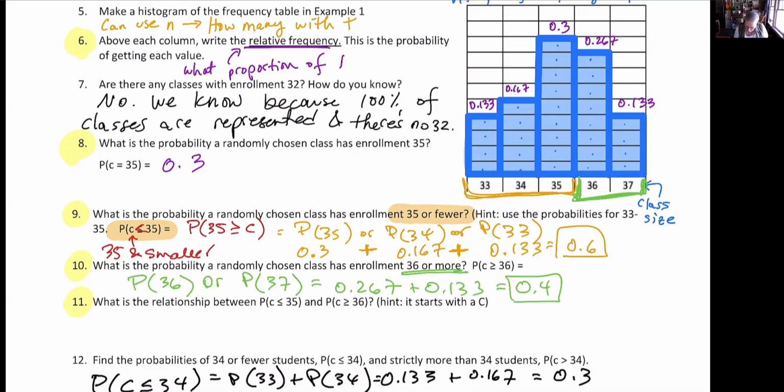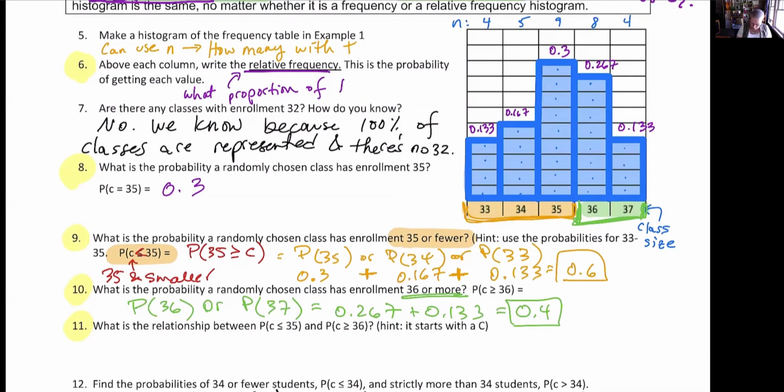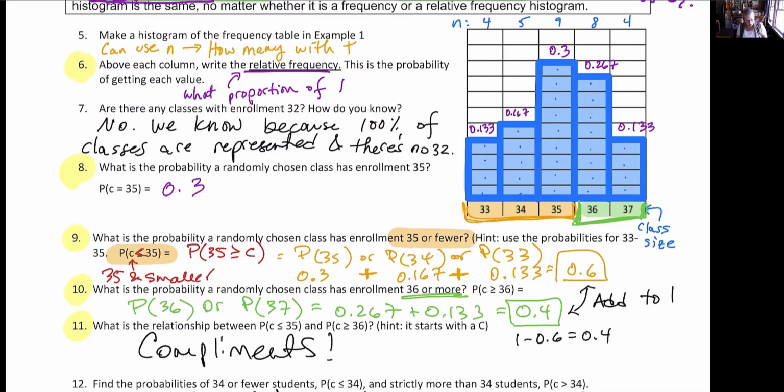Notice what happened here. In the first one, 35 or fewer was here, and then the second question is 36 or more. Between those two, don't we have everything represented there? So with these discrete probabilities, what we have here are complements. And if you notice, that complementariness is also noted here because these add to 100 percent, or to 1, right? 60 cents, that's 0.6. 1 minus 0.6 is 0.4. So we could also do it this way, because they're complements.